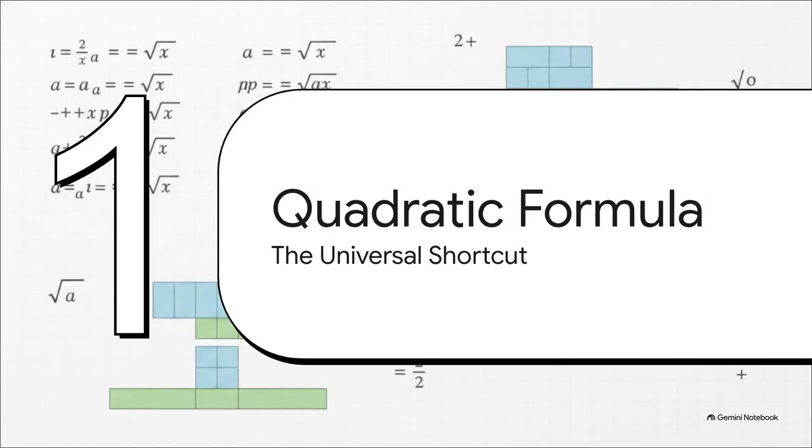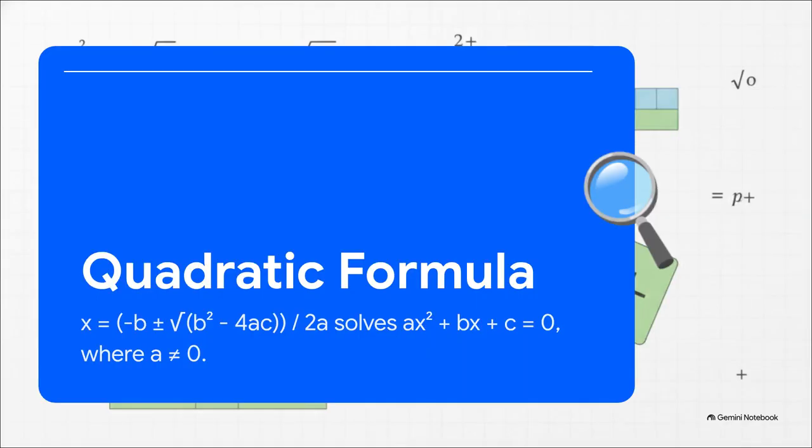Let's jump to section 2, the quadratic formula, the universal shortcut. You know what's truly fascinating? If you take the standard quadratic equation, ax squared plus bx plus c equals 0, and you complete the square on it using just the letters, you naturally derive this exact formula. The quadratic formula is basically your master key. x equals negative b plus or minus the square root of b squared minus 4ac, all divided by 2a.